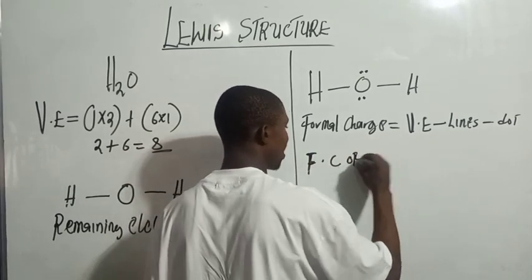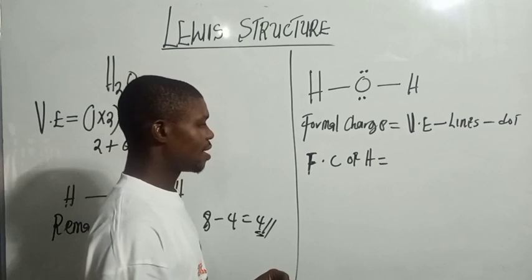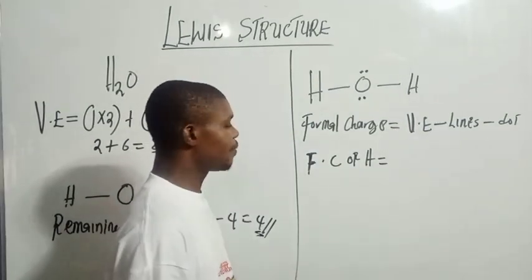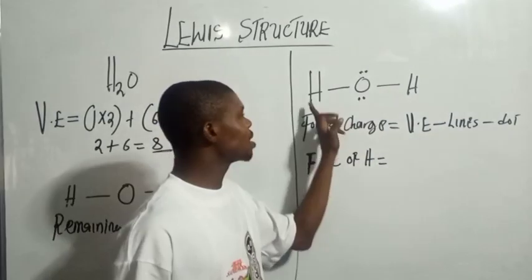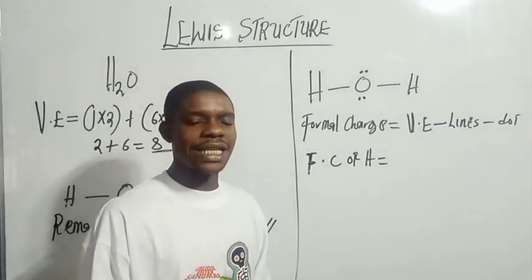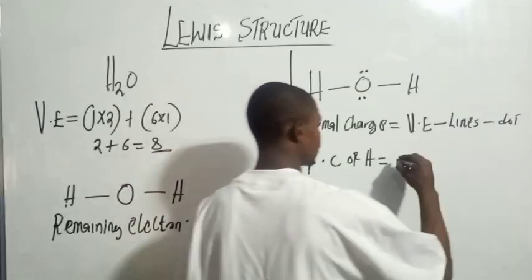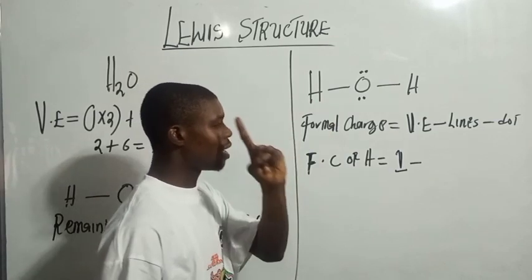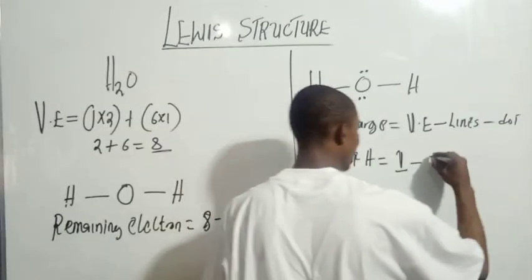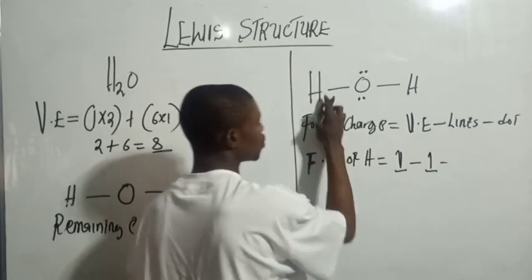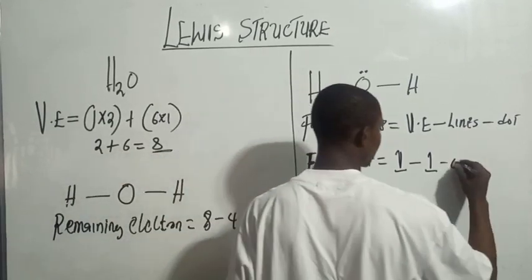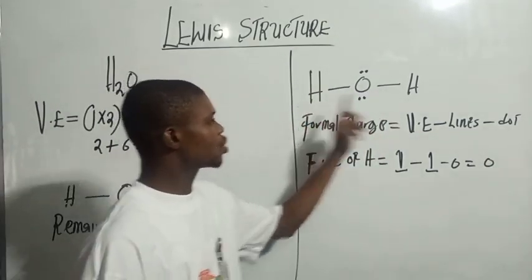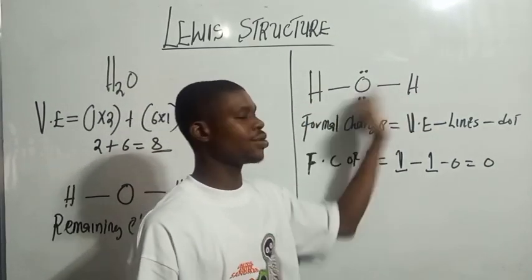So if you want to calculate the formal charge, FC, of hydrogen, it's very easy. Remember these two hydrogens are the same, right? What is the valence electron of hydrogen? The valence electron of hydrogen is 1. How many lines does it have? Hydrogen here is having one line, that is one bond, so it's 1. How many dots does it have? It does not have any dots, so it's 0. So the total formal charge of hydrogen is 0. Remember, these two hydrogens are the same, so they have 0, 0.